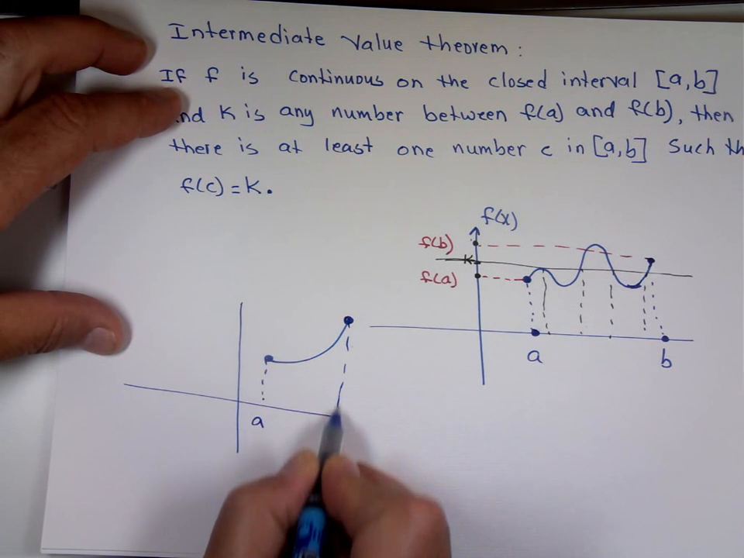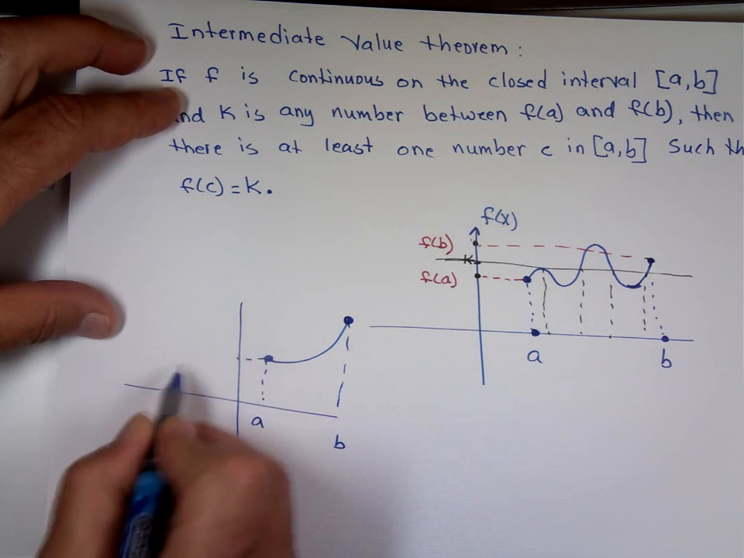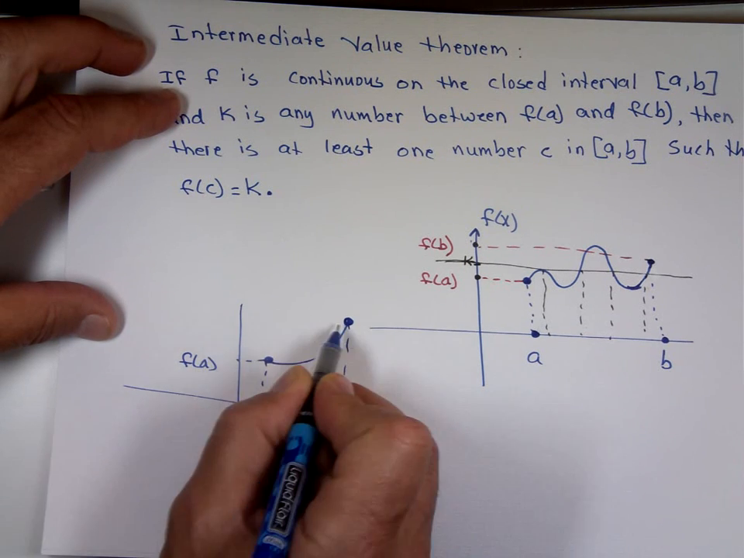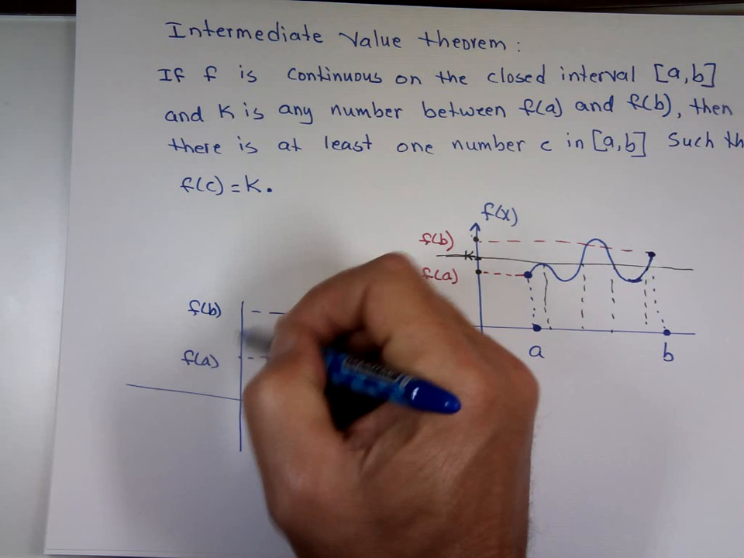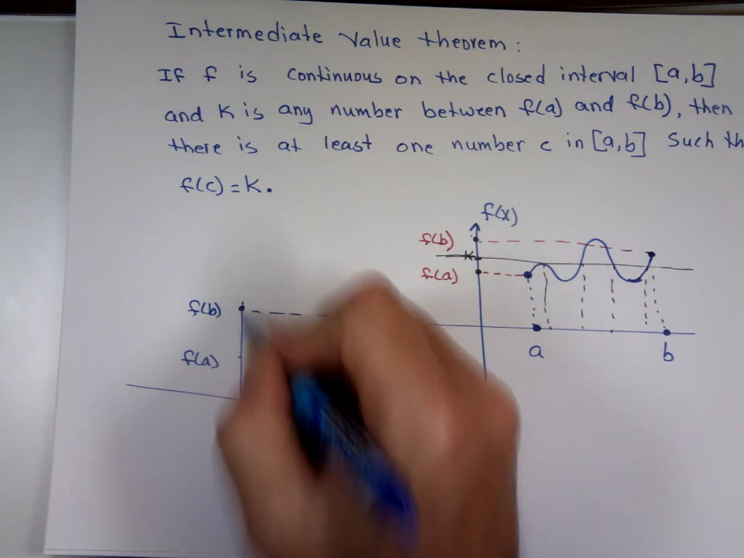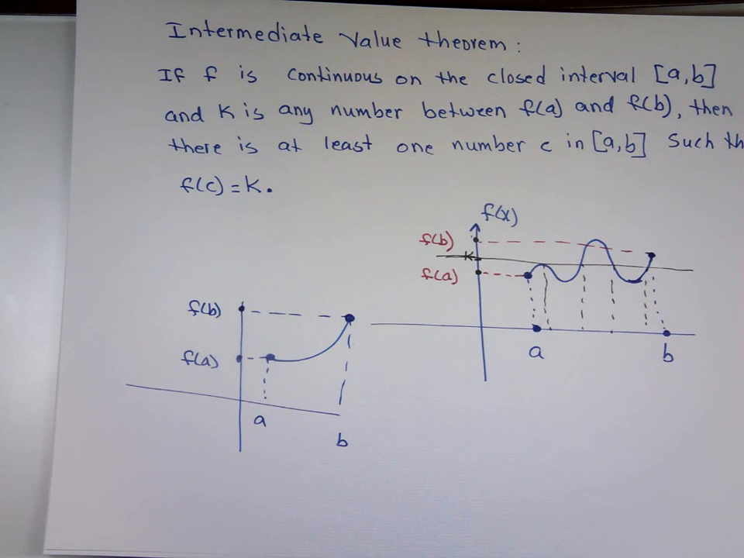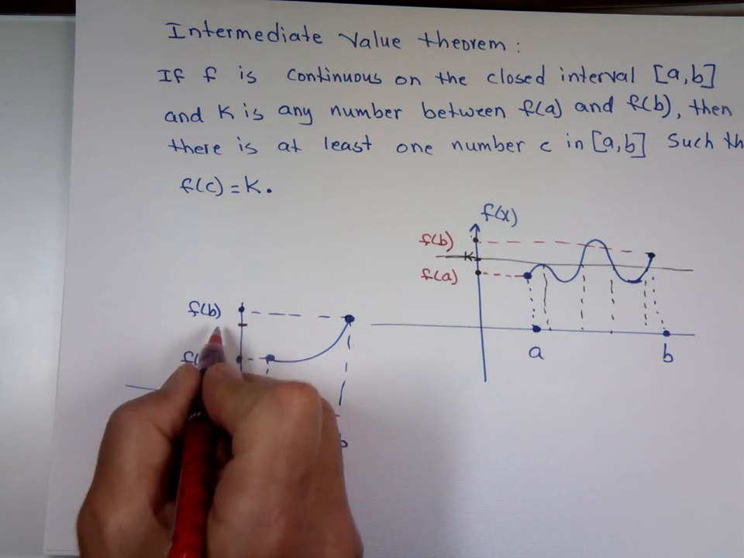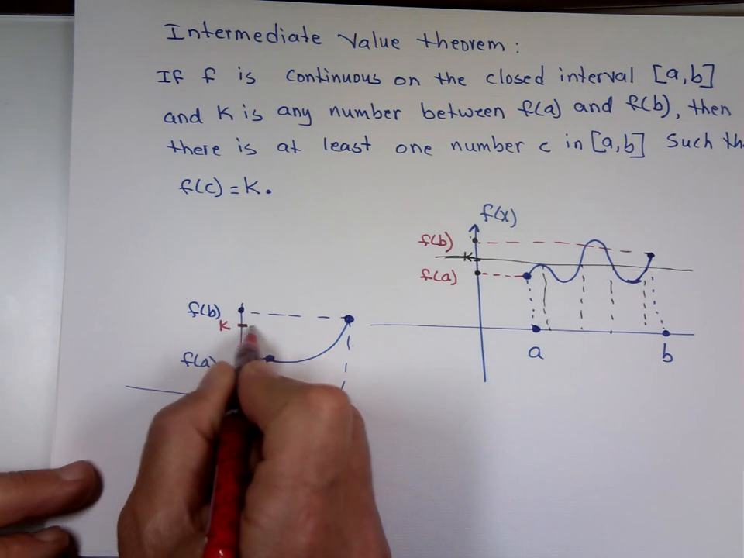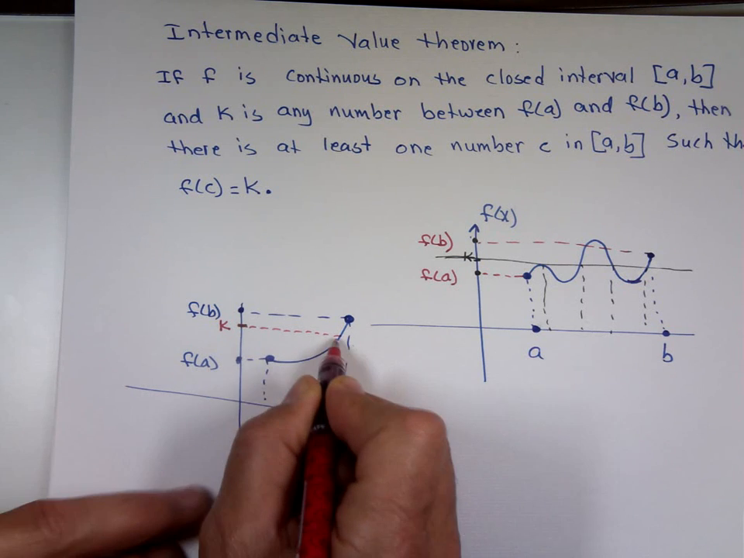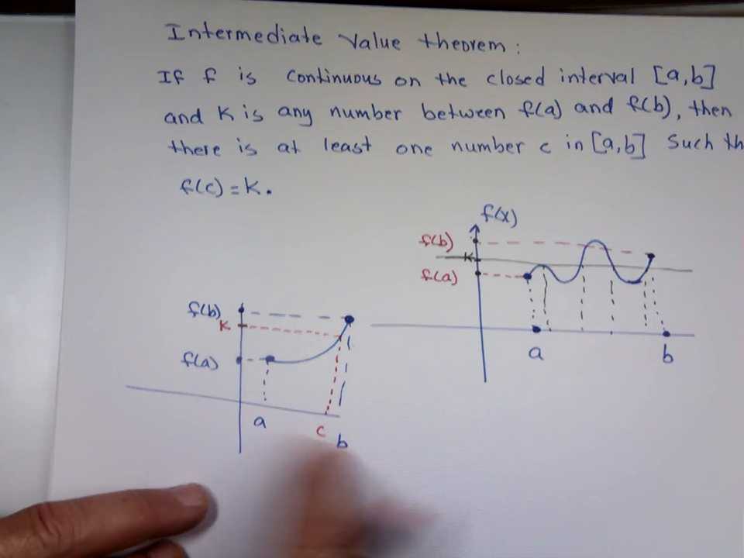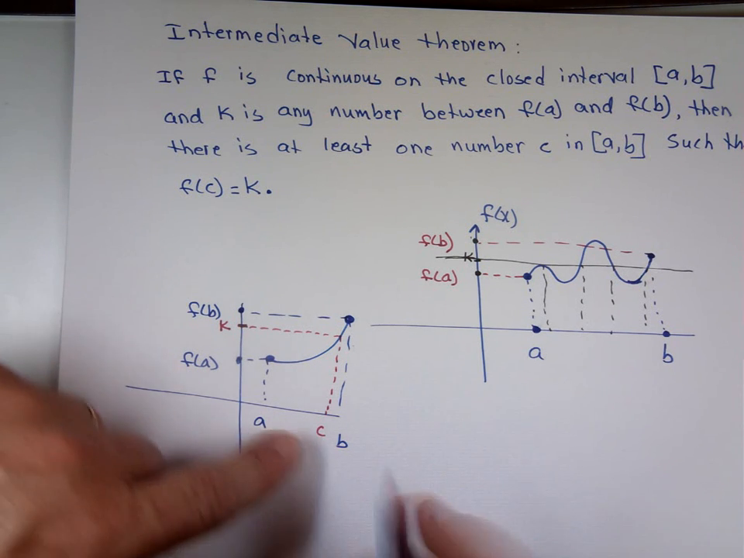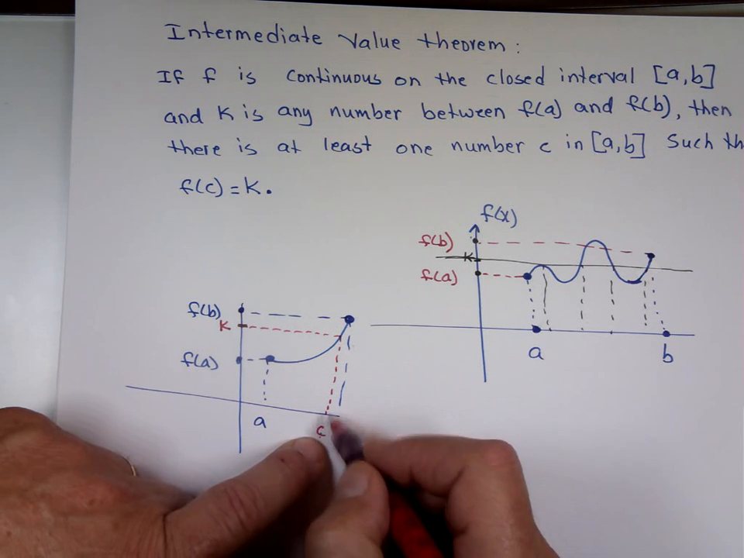This is f of A, this is f of B. If you pick a point between these two y values, between this and this, we don't care where, anywhere between them, like this, there has to be at least one point where f of c will equal that number, and that's this value. It has to be between A and B. There has to be a number, at least one, which you can see here, and the value of the function at that point is equal to k. That's what that means.